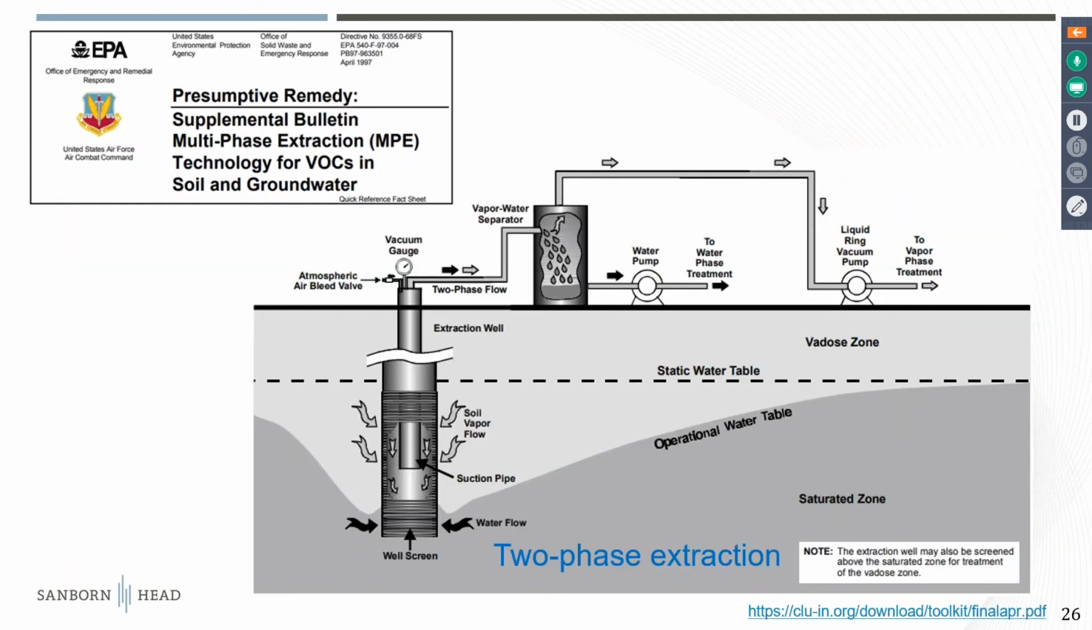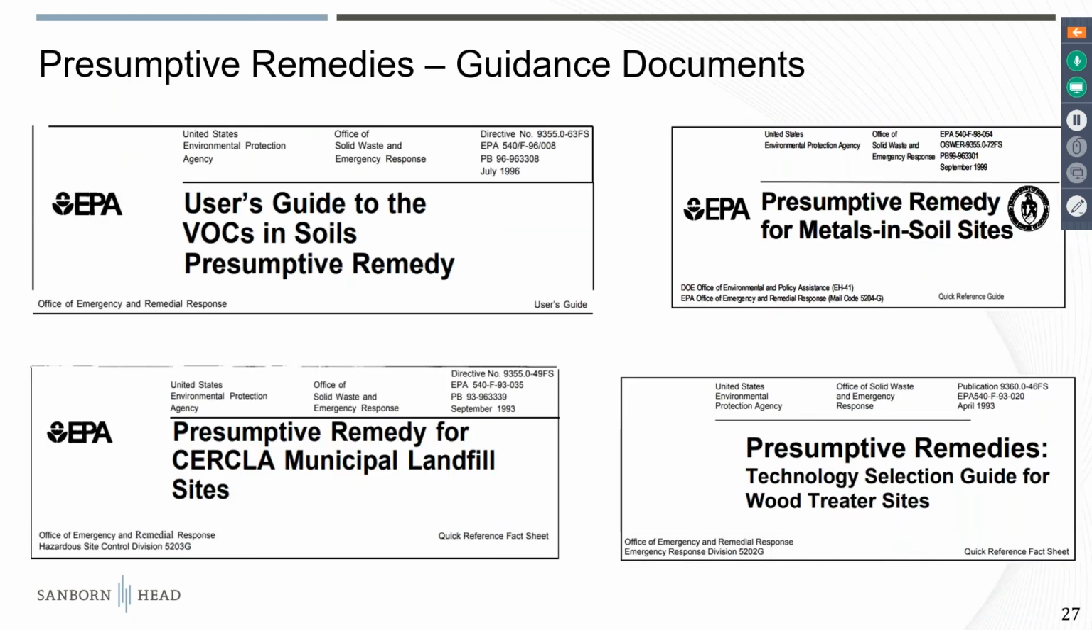And I have some references here and some links, if you're interested in more information on the EPA descriptions of presumptive remedies. This is the document for multi-phase extraction. And these are just some screenshots of some of the other presumptive remedies that are available. But again, caution when using presumptive remedies: it doesn't eliminate or obviate the need for good site characterization, leading to good remedial design.